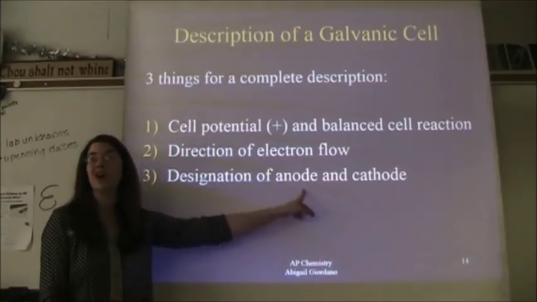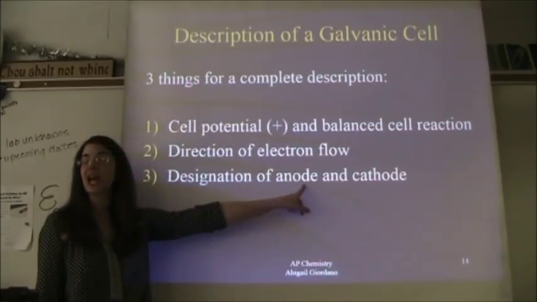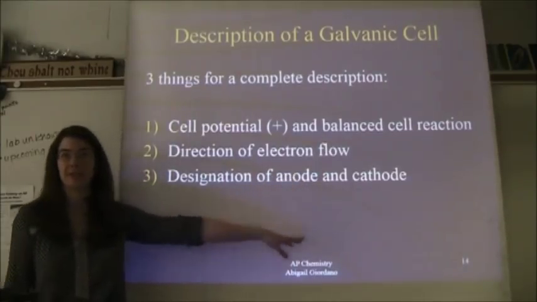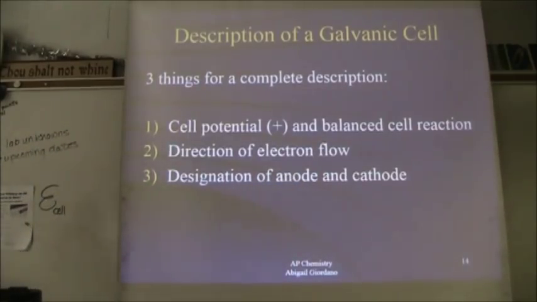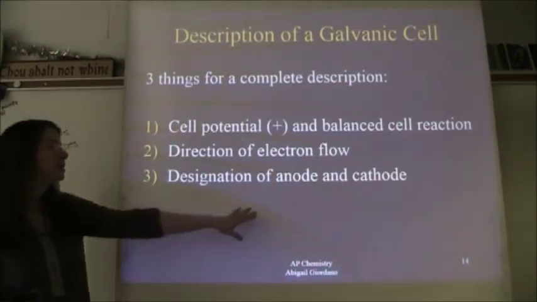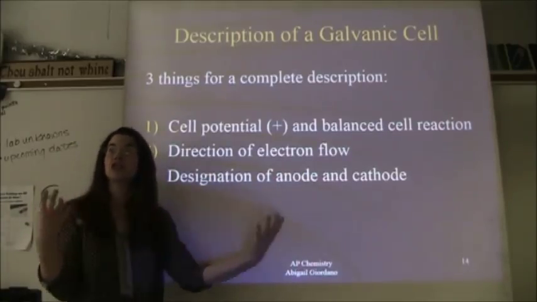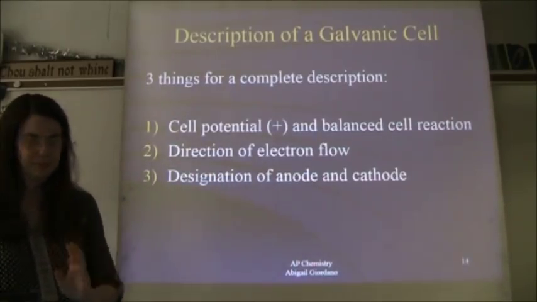Didn't we flip one to turn it from a reduction into an oxidation? Make a note to yourself. The half reaction that you flip is always your anode. Write it down. Your half reaction that gets flipped is your anode, because you flipped it to turn it into an oxidation.